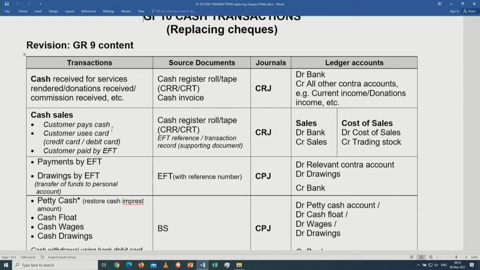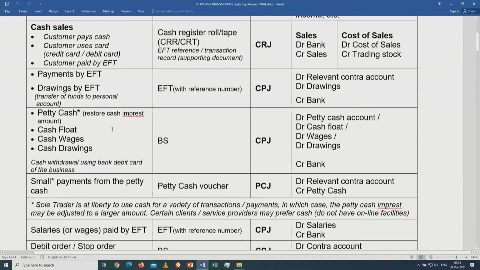And then the journal that you're going to use is going to be the cash receipt journal, because you have received money while a customer buys for the sales. When you're doing sales, when the customer buys, you have received cash. Then the ledger accounts that are involved are sales. Then you're going to debit your bank and debit cost of sales, then credit trading stock, and credit sales as well.